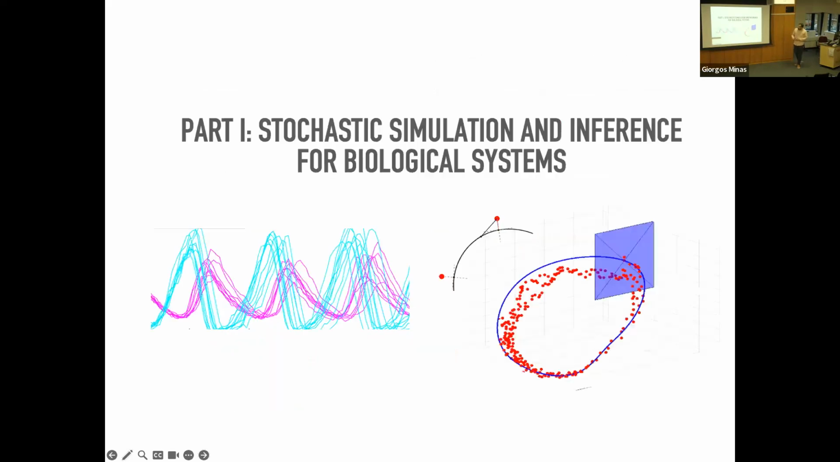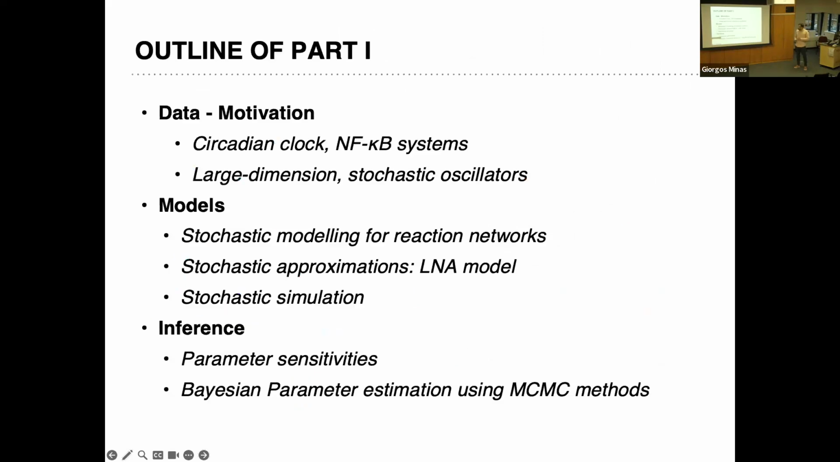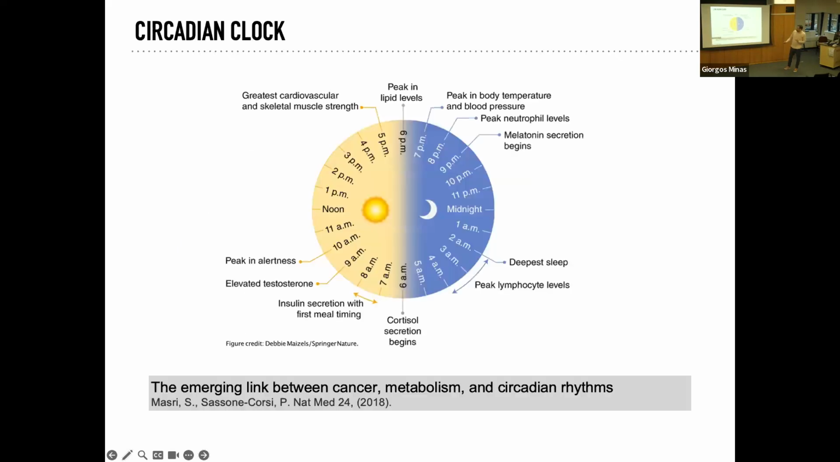So in the first part, I'll be talking about stochastic simulation and inference for biological systems. The outline is, I'm going to talk about some motivating examples for the approach that we follow, then talk about the models that we use, introduce them, and then talk about inference for them in terms of parameter estimation and so on.